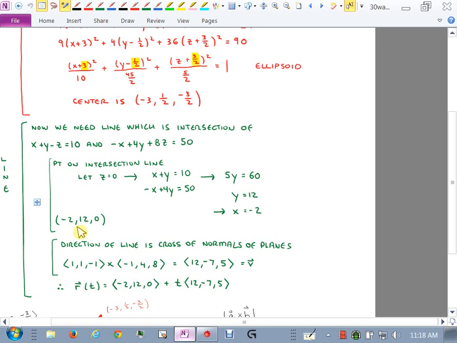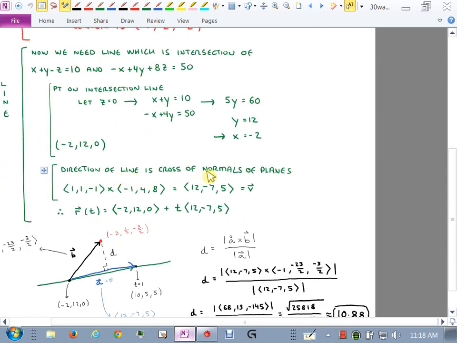But we talked about in class that if you have two planes that intersect, the direction will be what? How can you get a direction of that line if you have two planes? Cross product of the two normal vectors of the planes. So I take the two planes, I take their normal vectors, I cross them, and that's my new direction.